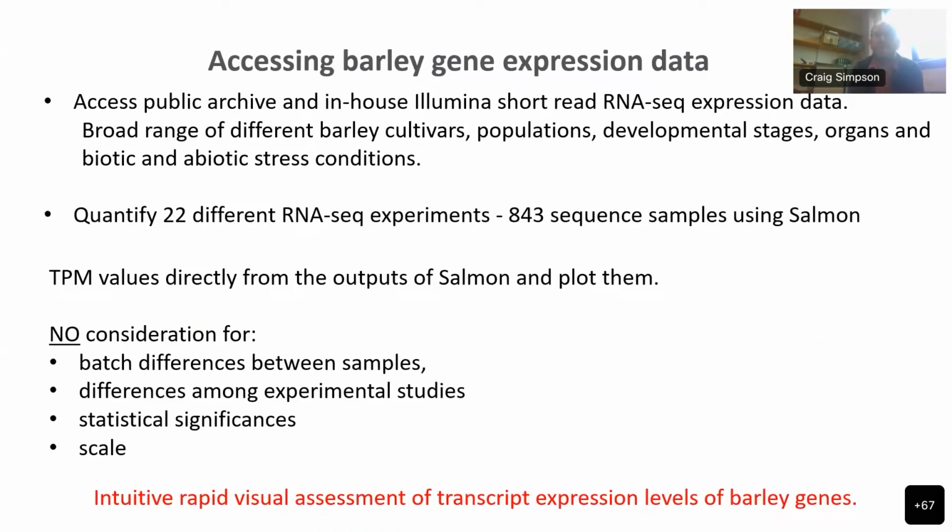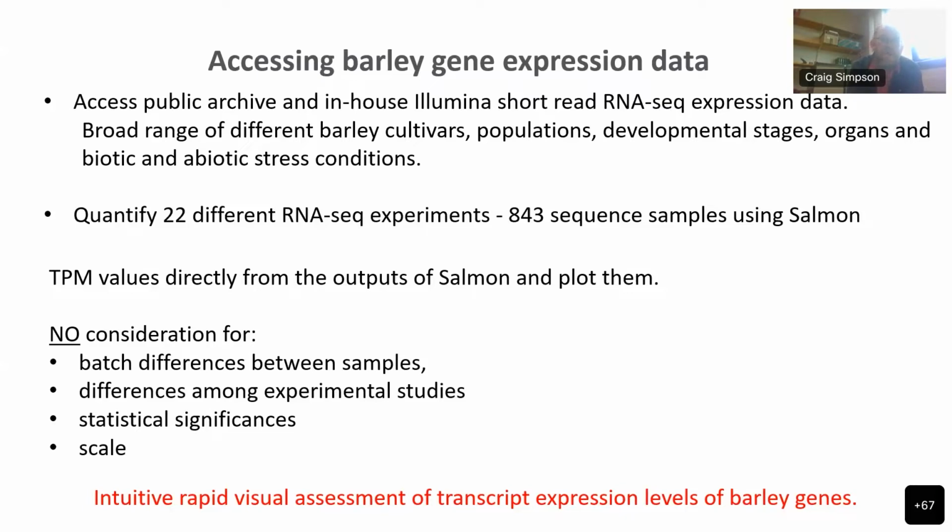So we wanted to look at this across a range of different RNA-seq experiments. So we accessed public archive and also in-house Illumina short-read RNA-seq expression data. This came from a broad range of different barley cultivars, different populations, different stages, organs, and also biotic and abiotic stress conditions. So it gave us a really broad range of different tissues and RNA-seq data from those different conditions as well. So the total for this first version that we've done was 22 different RNA-seq experiments that we downloaded, which covered 843 different sequence samples. And these were all quantified using Salmon.